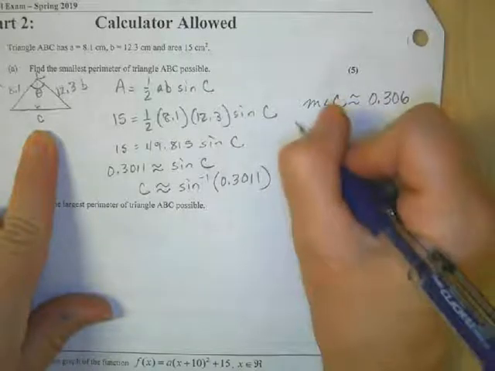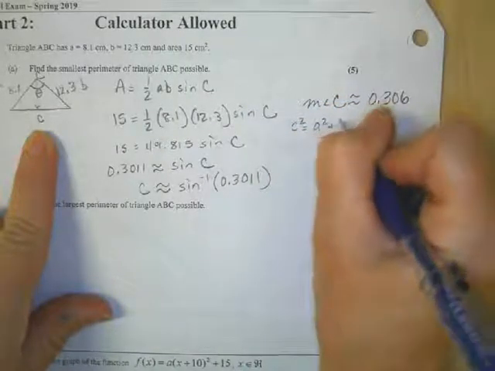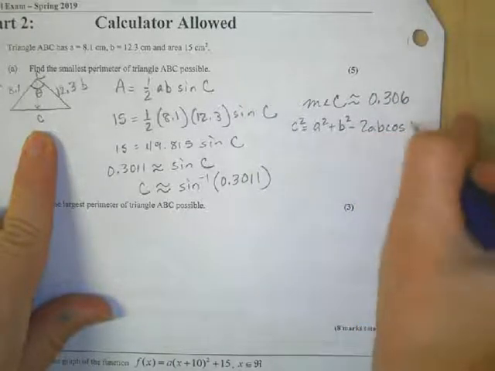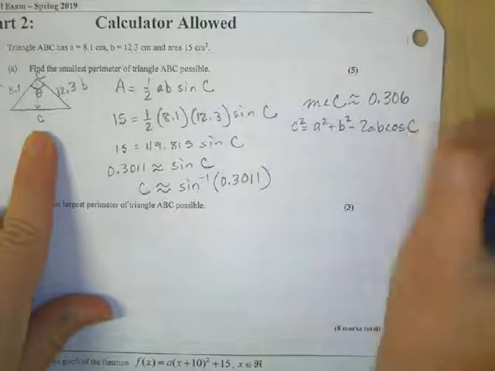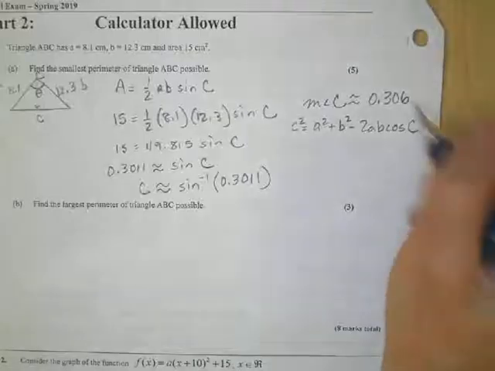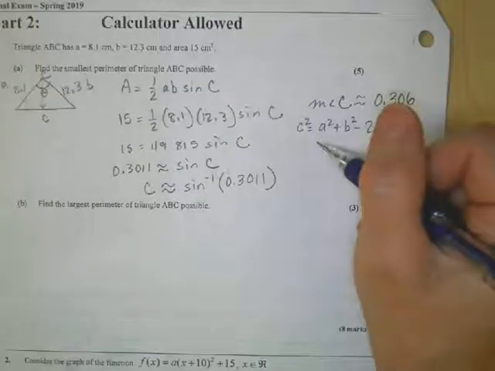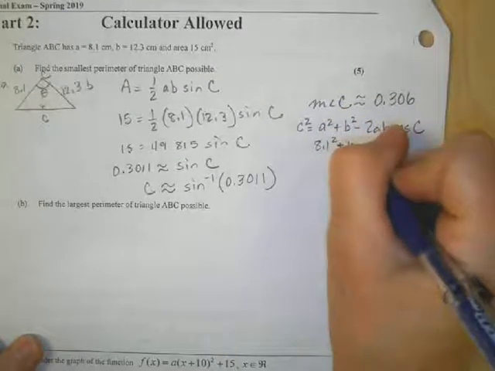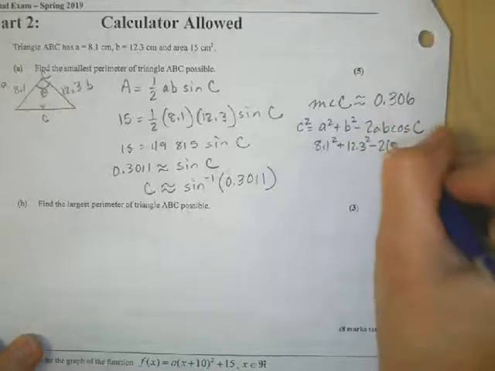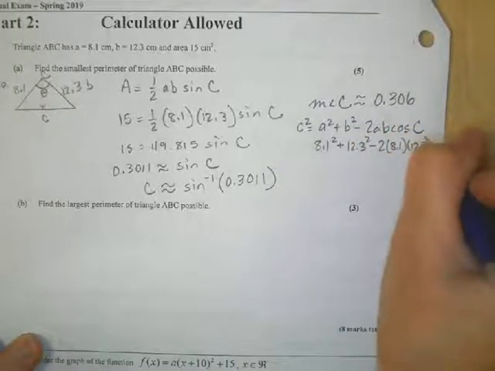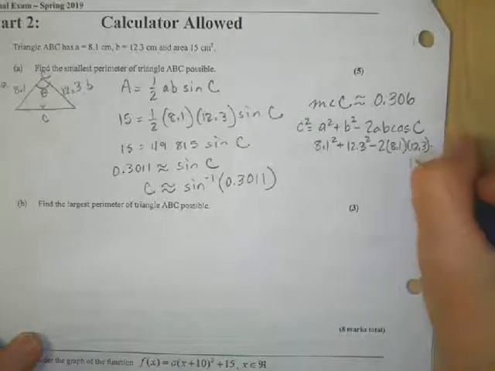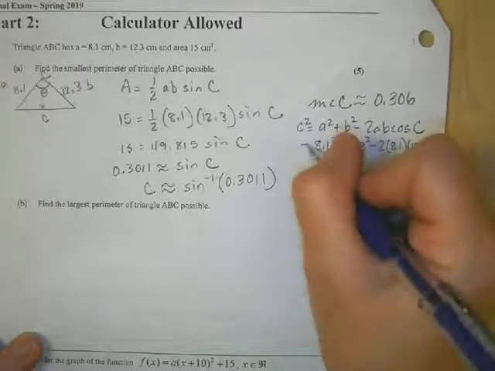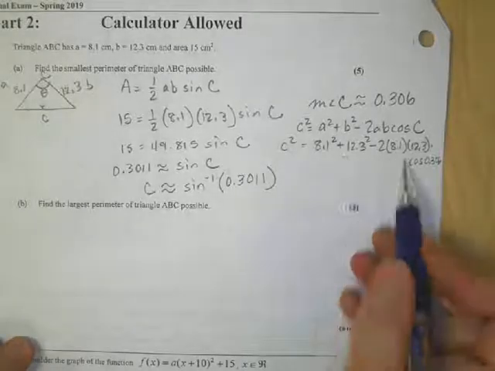My formula is going to be C squared is equal to A squared plus B squared minus 2AB cosine of angle C. Actually, it should always be a C. Sorry, I don't know why I said theta. It's a C right there. All right, so I don't know what C is, but I do know A and B. So 8.1 squared plus 12.3 squared minus 2 times 8.1 times 12.3, I'm running out of room, times cosine of C. C is 0.306 radians. Sorry about that. All right, I can put this whole darn thing into my calculator.